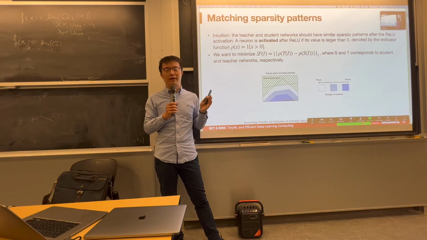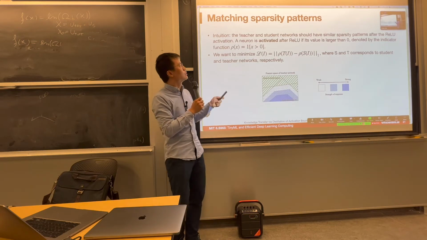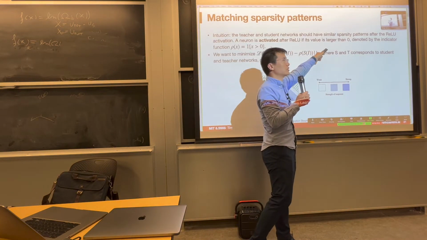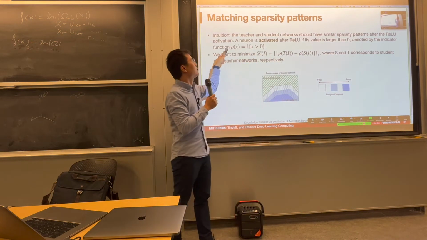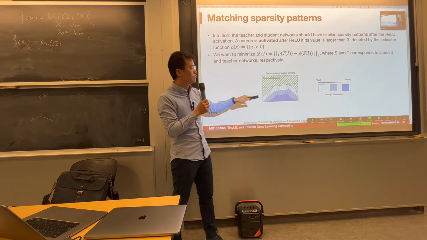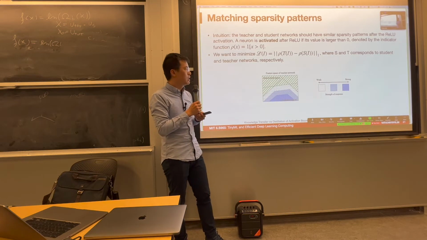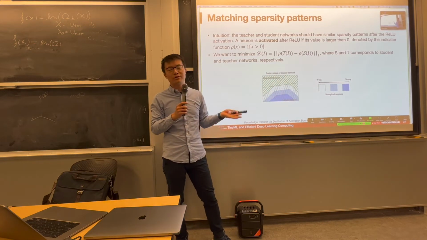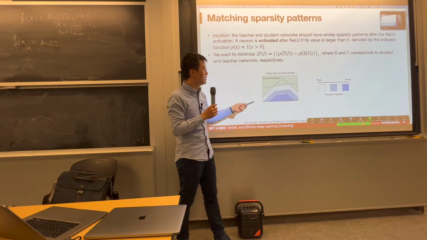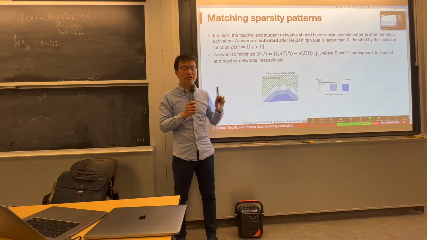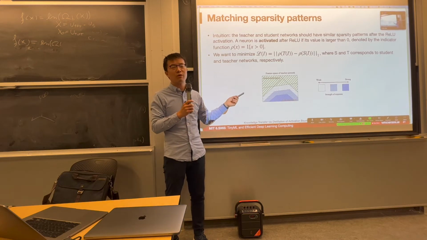And here, by distillation, we are trying to match this sparsity pattern. Basically, a neuron is activated after the ReLU if the value is larger than 0. So we have an indicator: if x is less than or equal to 0, then it's 0, otherwise it is 1. So here we are trying to match this sparsity map. Like this, in the region where all the numbers are below 0, after ReLU it becomes 0. These are the activated regions, which are positive. So by teacher and student matching, we try to match this sparsity pattern.